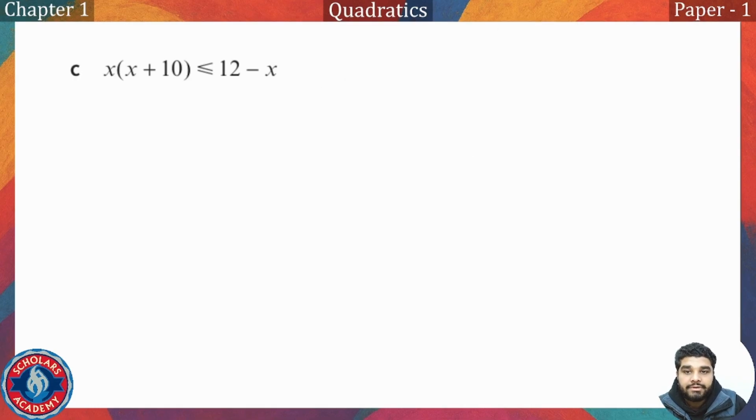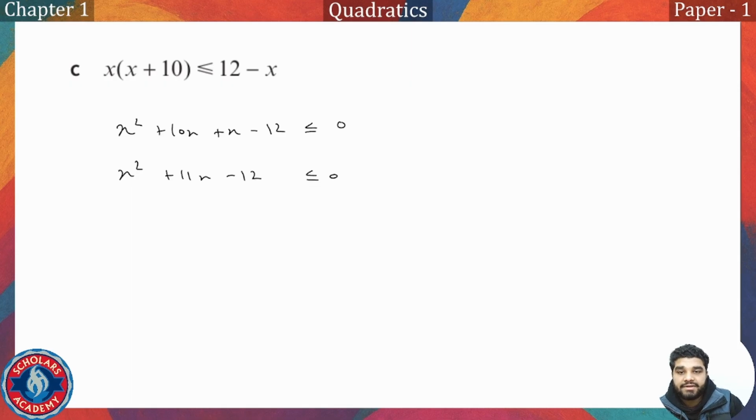First of all, we'll multiply x with this equation over here. We get x square plus 10x, and let's bring whatever is in the right hand side to the left hand side. So plus of x minus of 12 is less than or equal to 0. We get x square plus 11x minus of 12 is less than or equal to 0, right? And product is negative 12, sum is 11.